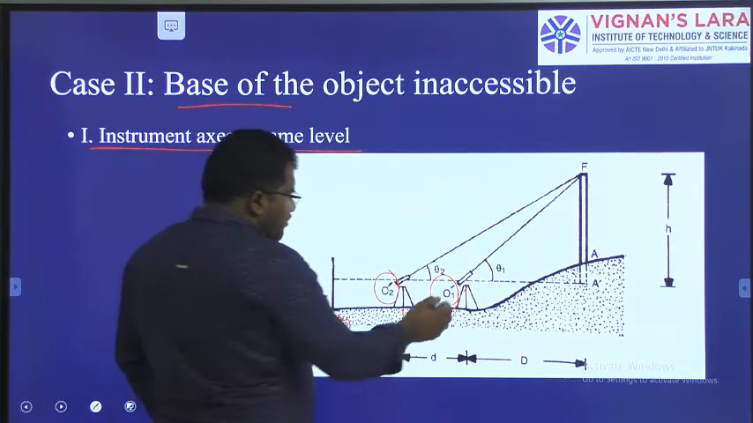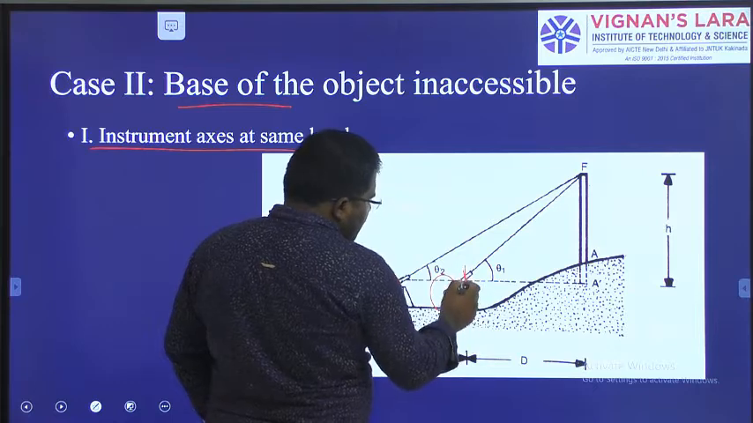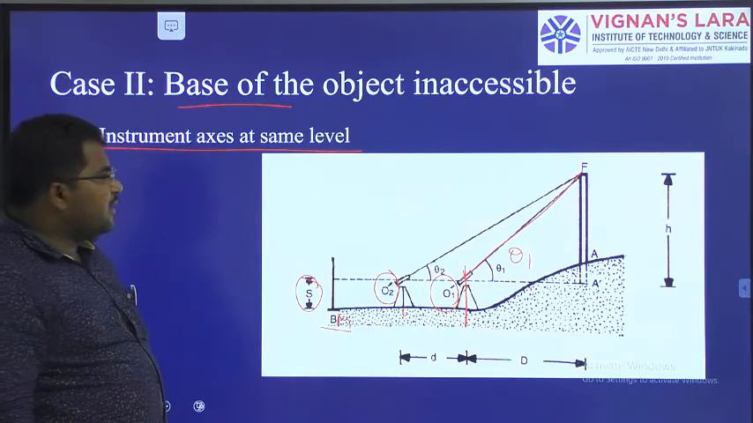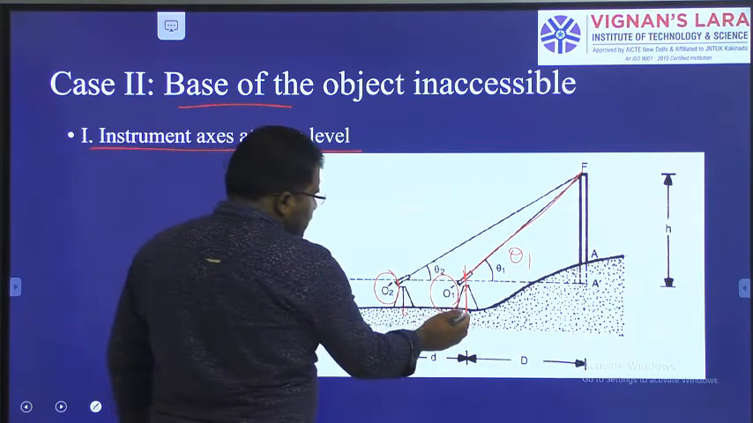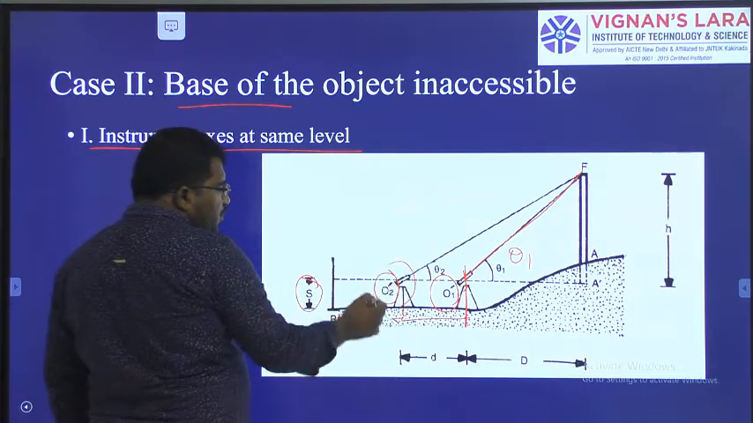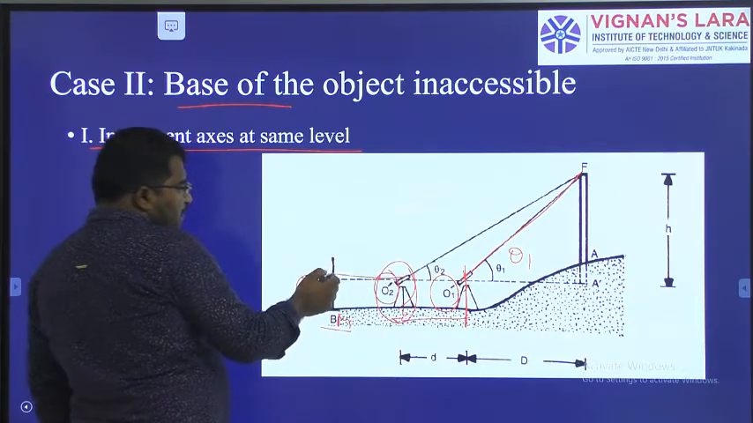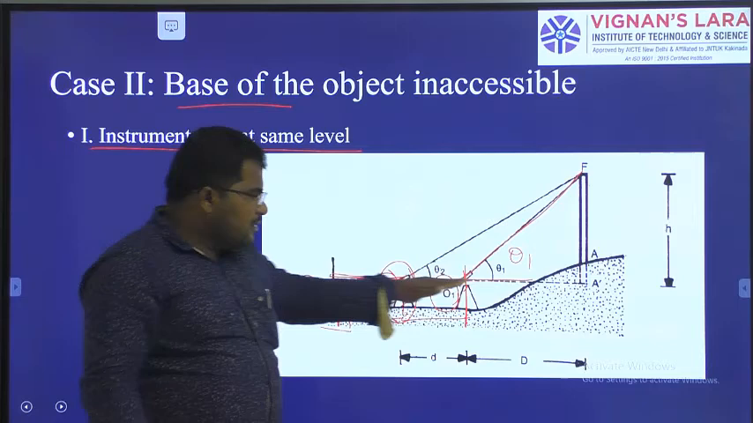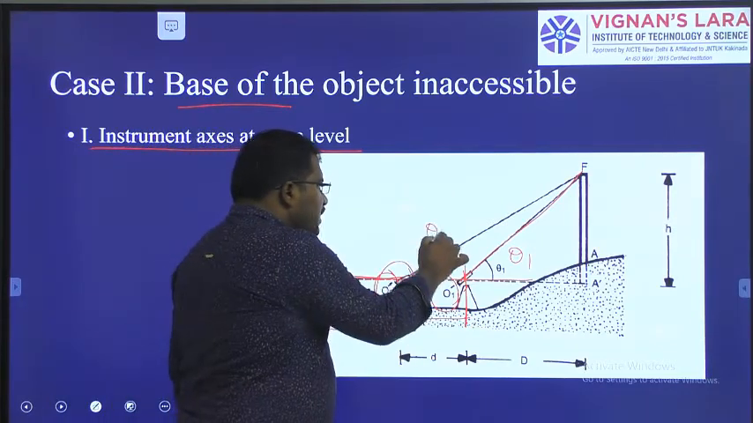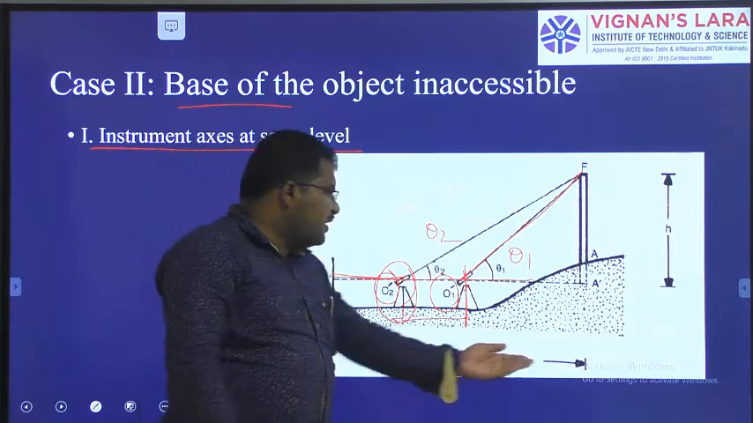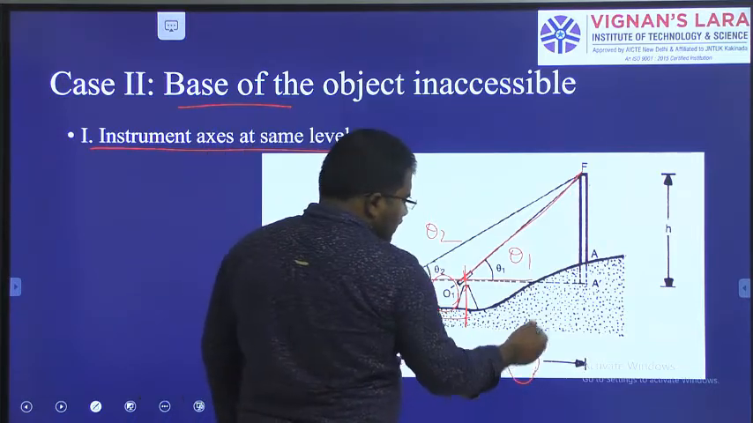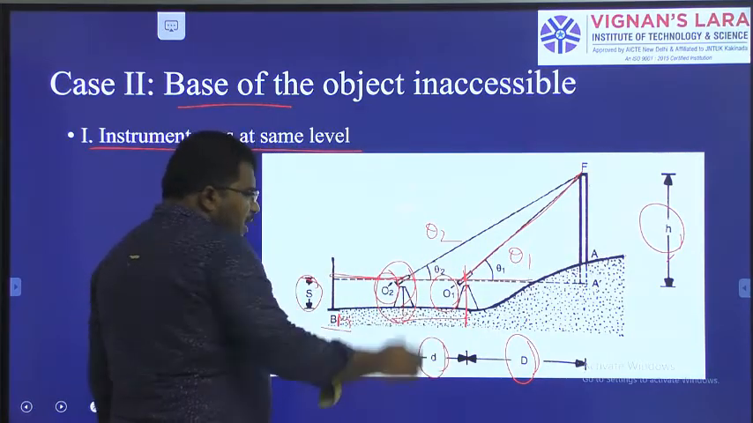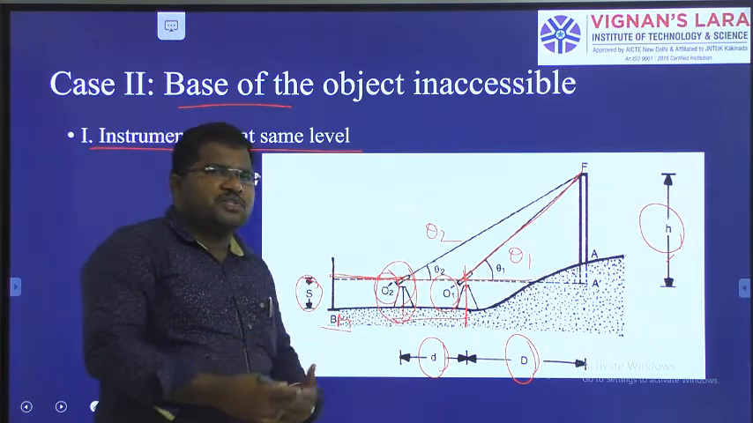From here we sight the object and note down the value of theta 1. Next the instrument is shifted from O1 to O2, so it will be at the same level. If you change any point on this line, they are all at the same level. From here we get the theta 2 value. We don't know the D value, and the h value we need to find, but we know the distance between O1 and O2, which is small d.